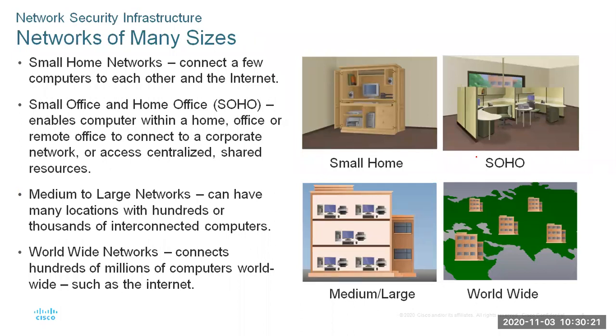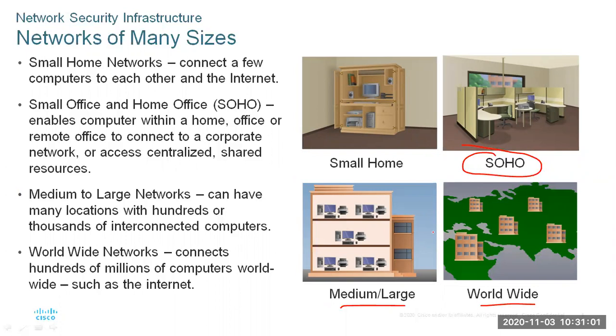Now, we have different sizes of networks. We have the small networks, the small office home network, call it the SOHO. We have the medium-sized or large networks, and then we have the worldwide network. In each of these setups, what differentiates them is the size or coverage of the geographical area, as well as the kind of devices, or rather the physical topology.